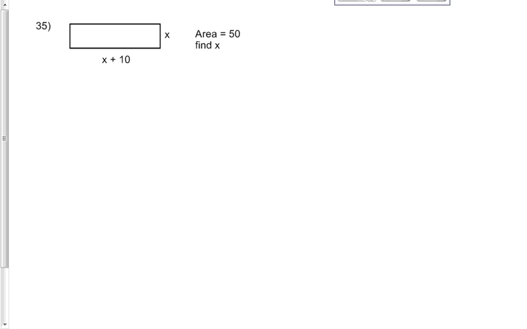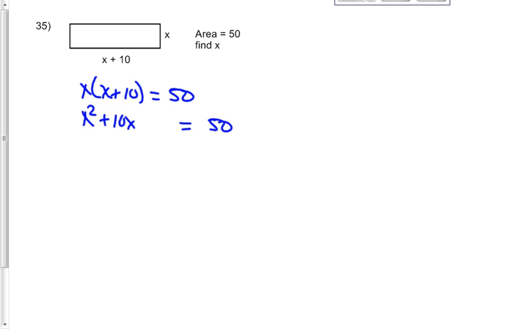A word problem. This is number 35 from your book. What you have is a rectangular box. Your dimensions are x and x plus 10. They tell us that the area is 50. We need to solve for x. Well, if we use the formula for a rectangle, length times width, we'll have x times x plus 10 equals area, equals 50. x squared plus 10x equals 50.